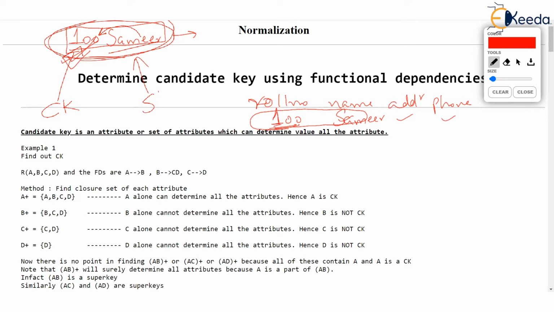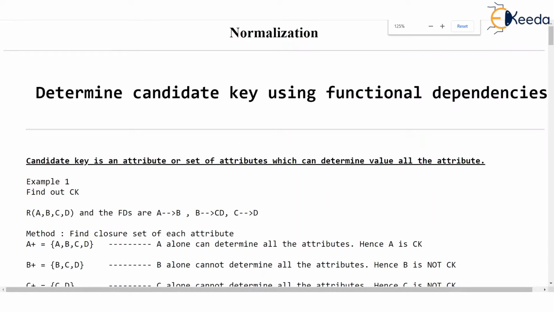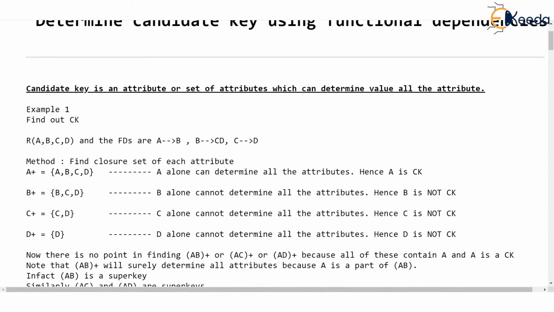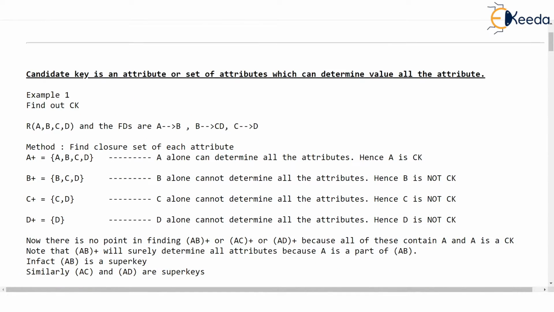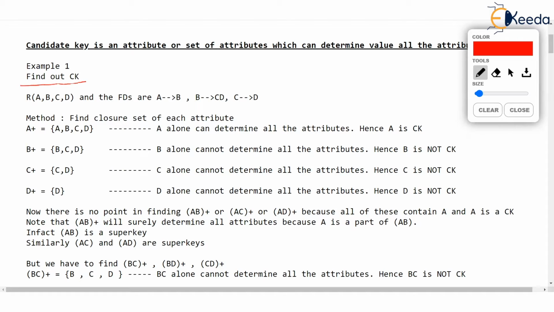So the aim of this chapter is, how do you find the candidate key using functional dependencies? I'll just increase the font. Yeah, this is okay. Now let's start exactly with an example. We want to find out the candidate key. That's the aim. Check the question. We are given a relation, a table with attributes ABCD, and these are the dependencies given, which I am underlining. The question asked is, what is the candidate key?